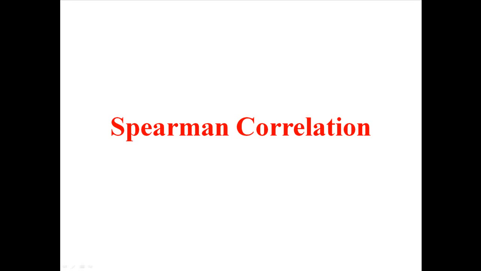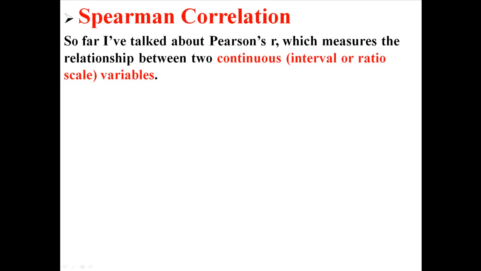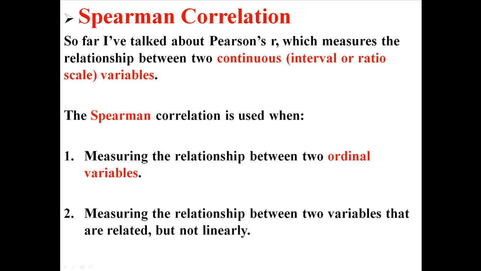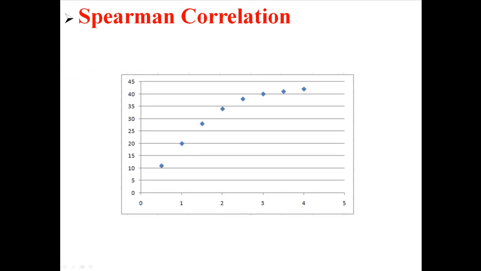Now, in addition to the Pearson correlation, we also have the Spearman correlation. So far when I've talked about Pearson's r, I was talking about a correlation coefficient which measures the relationship between two continuous variables, that is, two variables that are either on the interval or ratio scale. Now, the Spearman correlation is used when you're measuring the relationship between two ordinal variables, or you're measuring the relationship between two variables that are related, but not in a linear fashion.